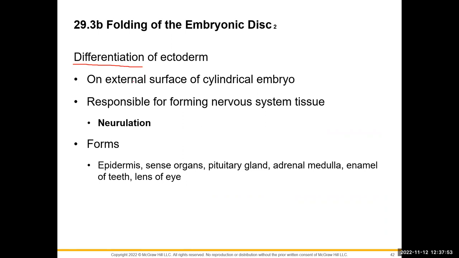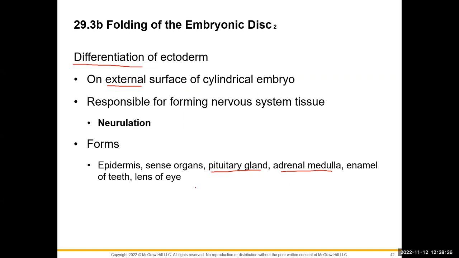As you recall, that is going to be the external surface here. And so this is where we're going to see one of our first tissue developments, the nervous system. Our nervous tissue is going to start to differentiate out of the ectoderm, and we call that process neurulation. Because the ectoderm is on the external surface of our embryonic disc and our future embryo, most of the external structures are going to be derived from this layer. Now, there are a few exceptions, like the pituitary gland, we know that's internal, and the adrenal medulla.